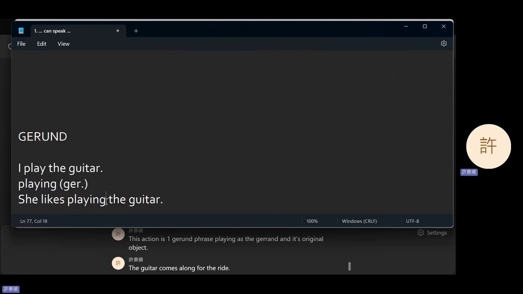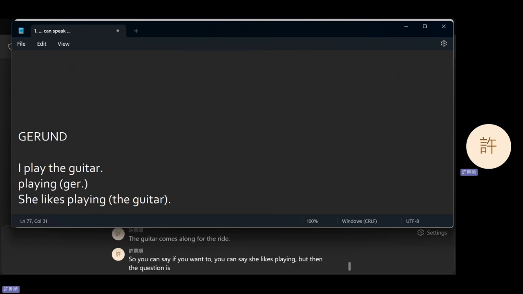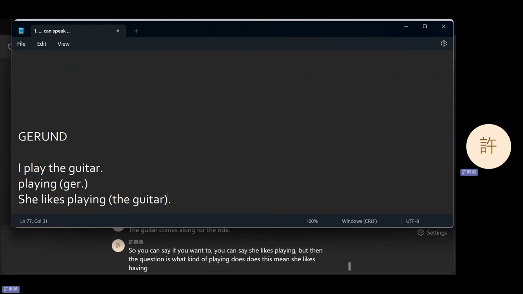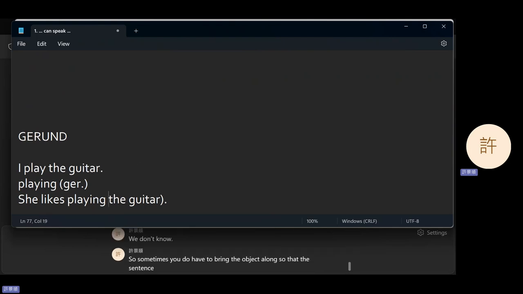So you can say she likes playing, but then the question is, what kind of playing? Does this mean she likes having fun? Does it mean she likes playing a musical instrument? Does it mean that she likes being an actress? We don't know. So sometimes you do have to bring the object along, so that the sentence makes sense. She likes playing the guitar.